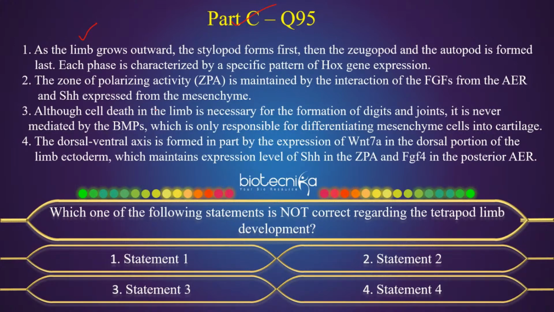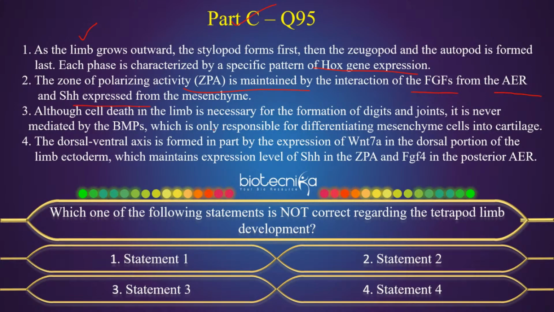As the limb grows outward, stylopod forms first, then zygopod, then autopod. Each phase is characterized by some specific expression of Hox genes. Then the zone of polarizing activity is maintained by interaction of FGF from AER and SHH, which are expressed from the mesenchyme. Right. So let's have a look.